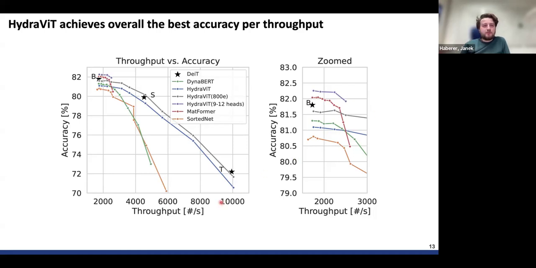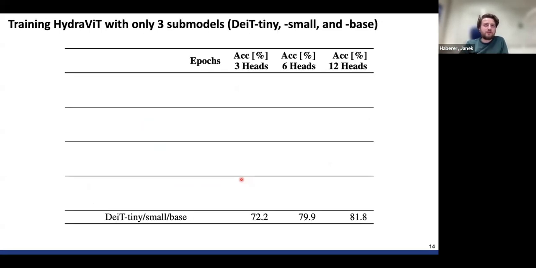Now I want to take a look at another small thing. As I said, reaching the DeiT-tiny, DeiT-small, and DeiT-base accuracy with one of our HydraViT models is quite difficult. We are training for 10 submodels instead of just 3. So what we now want to try is what happens if we just go for 3 submodels. So this is what we do here.